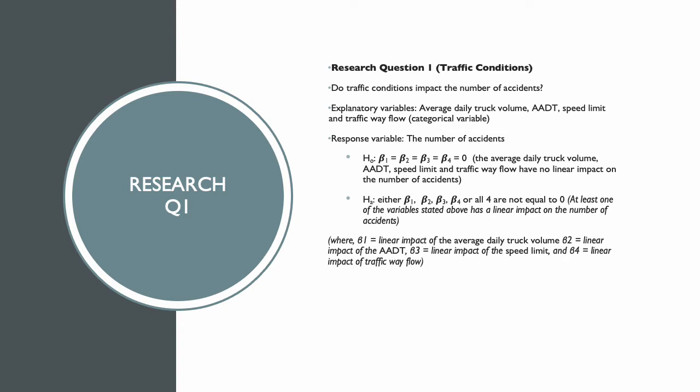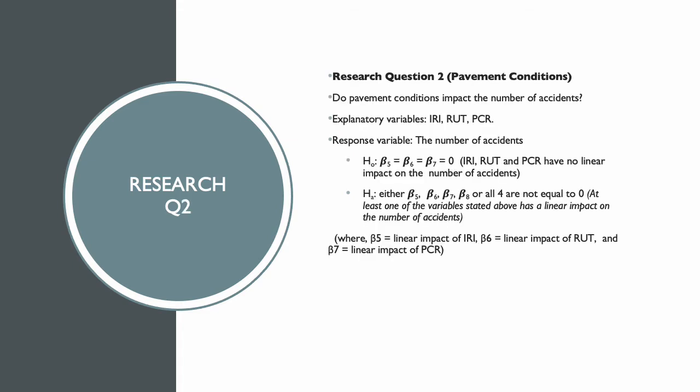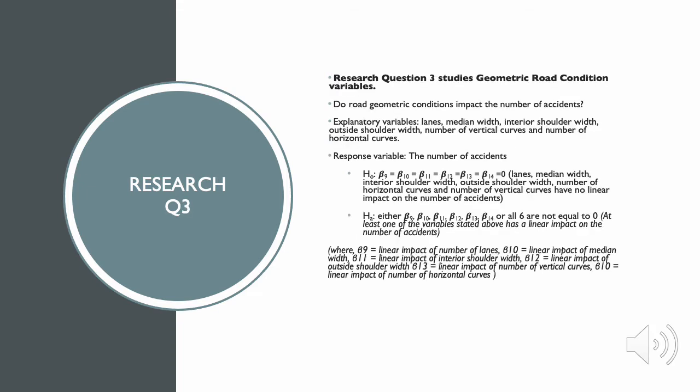The first research question is: do traffic conditions impact the number of accidents? We made use of three explanatory variables, with one categorical variable included, making four, and our response variable is the number of accidents. Our research question 2 is based on pavement conditions, all continuous variables, and our research question 3 is based on geometric road conditions on the number of accidents, also all continuous variables.